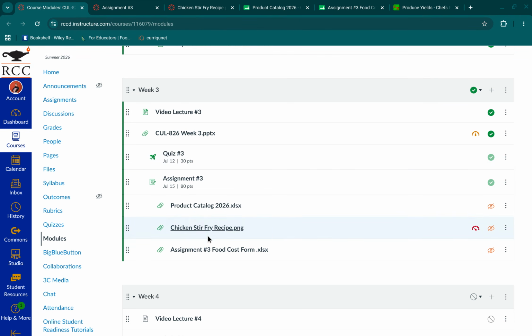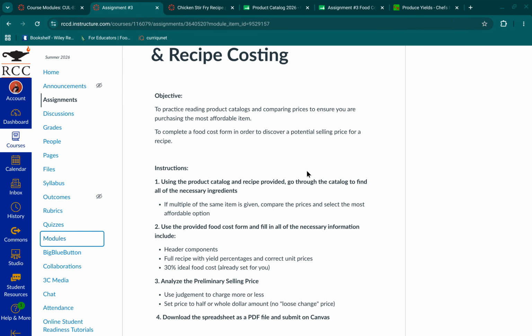Every attachment that you need for this project is here. I also emailed the food cost forms to you because, again, there's always some kind of downloading error from Canvas. So with spreadsheets, it's always best to go through our emails. So go back to the assignments.